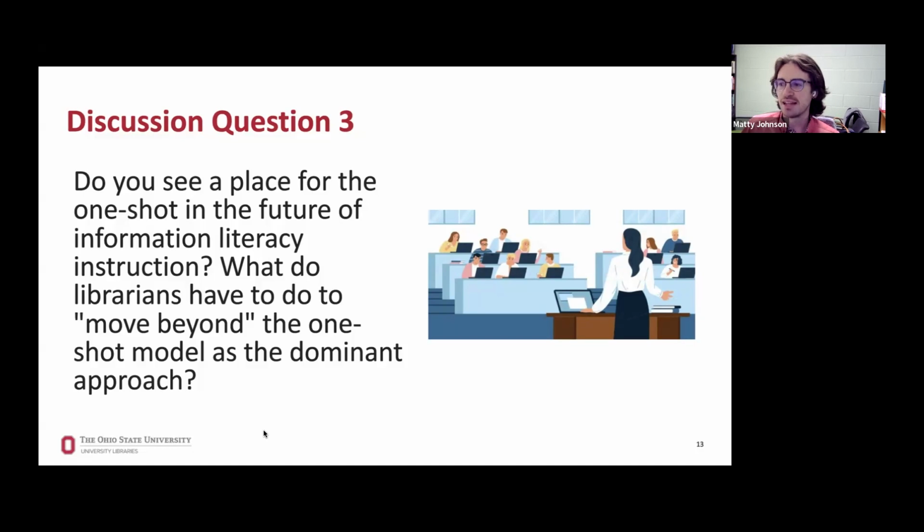And I guess one thing that I've been thinking about lately in terms of the one-shot instruction model in particular is really whether or not it's even a model. I think that in many ways, it's just this willy-nilly thing that we do. And to me, in order to be a model, there has to be something strategic about it, some kind of vision or direction in some way that I think that we're often missing from one-shot instruction.